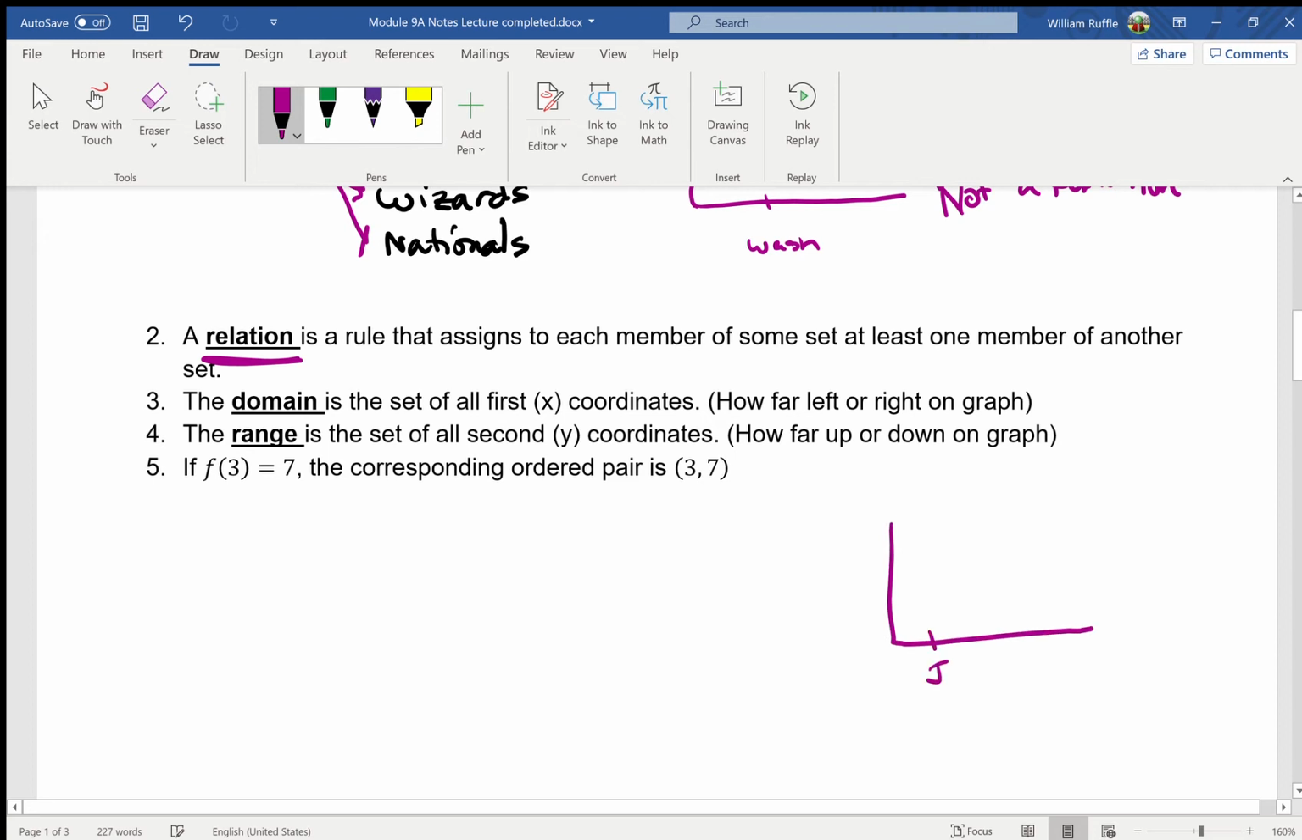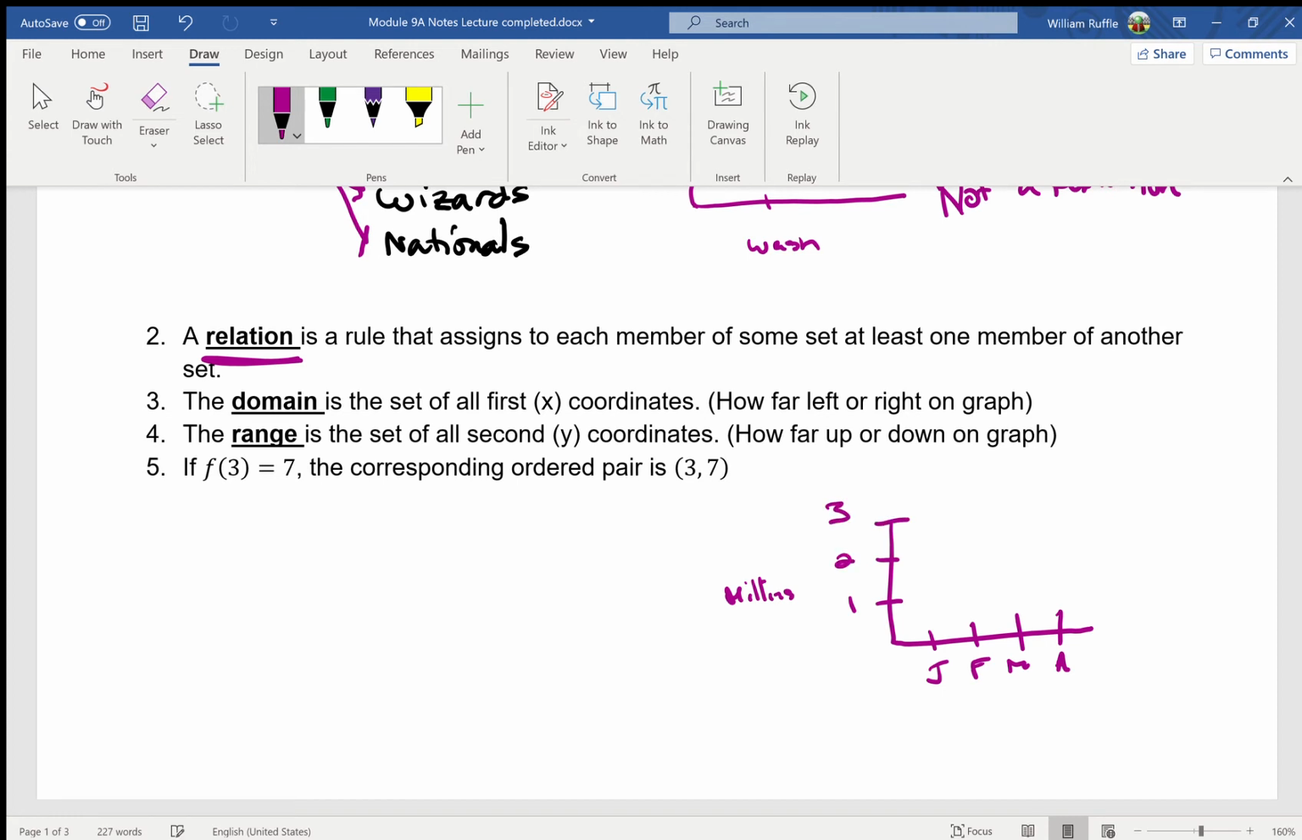If I have January, February, March, April, we'll do it in millions. We're big sellers. 1 million, 2 million, 3 million. In January, if I have a $2 million sales, February I only have 1.5 mil. March I have this. April I got 3.